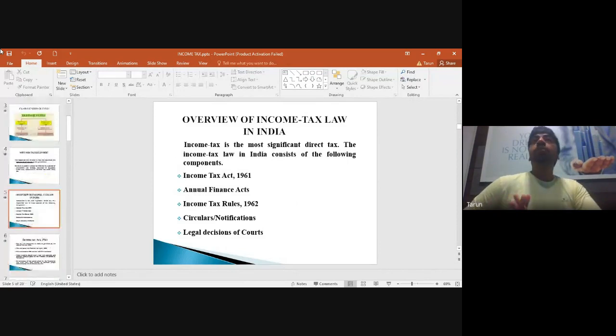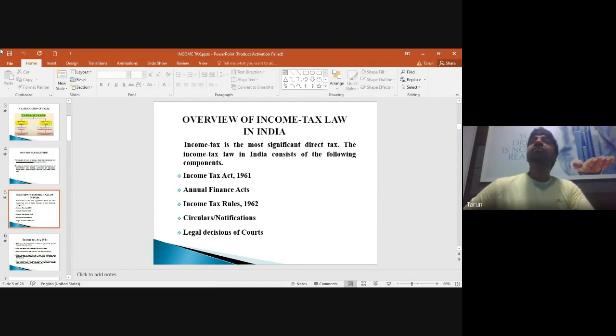Let's talk about the history of the income tax law in India. When we talk about the income tax law, of course, income tax is the most significant category of direct tax. The income tax law of India has always been governed by the Ministry of Finance, and it comes under the Central Board of Direct Taxation or the Revenue Act of 1963.